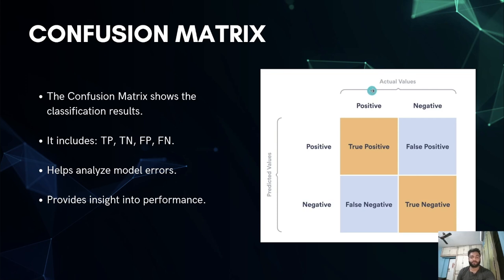True positives, the number of correct positive predictions. True negatives, the number of correct negative predictions. False positives, the number of incorrect positive predictions. And false negatives, the number of incorrect negative predictions.